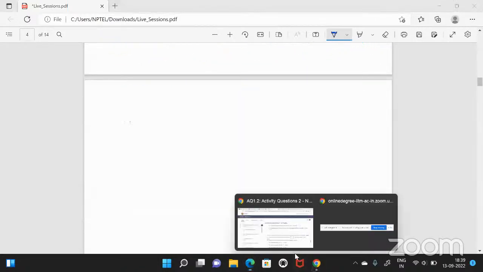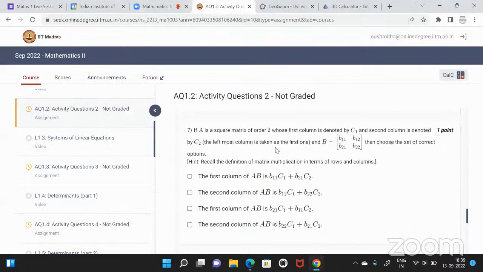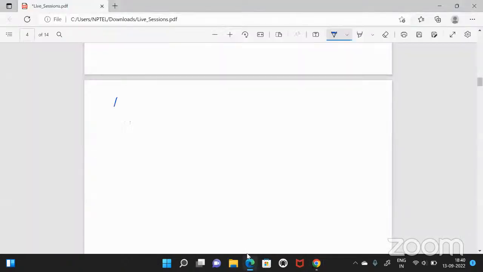Okay, so let's do that seventh one. If A is a square matrix of order 2, whose first column is denoted by C1 and second column is denoted by C2, and B is this, the first column of AB is, okay. So we have A, which I denote by C1, C2. So C1 is the first column of A. So B is B11, B12, B21, B22. So how many components should each column of C have?